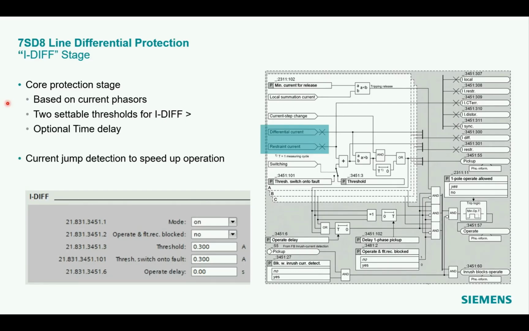Two settable thresholds are provided to also cover the switch on to fault conditions or the line energization. Current jump detection is intended and provided to allow a faster operation of this stage after the fault inception.